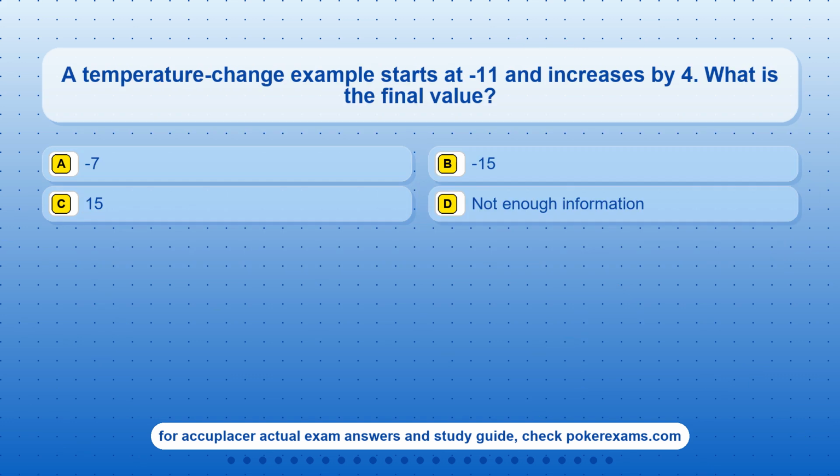Question 7. A temperature change example starts at -11 and increases by 4. What is the final value? Option A, -7. Option B, -15. Option C, 15. Option D, not enough information.